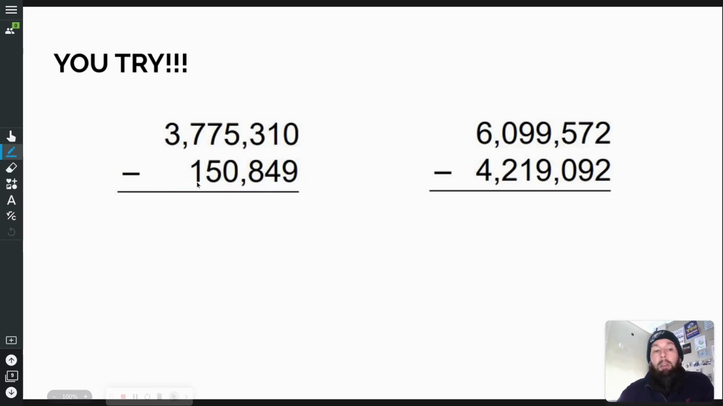3,775,310 minus 1,000. No, 150,849. All right. 0 minus 9, can't do it. Borrow from 1, make you a 0, make you a 10. 10 minus 9 is 1. 0 minus 4, can't do it. Borrow from 3, make you a 2, make you a 10. 10 minus 4 is 6. 2 minus 8, can't do it. Borrow from 5, make you a 4, make you a 12. 12 minus 8 is 4. 4 minus 0, 4.